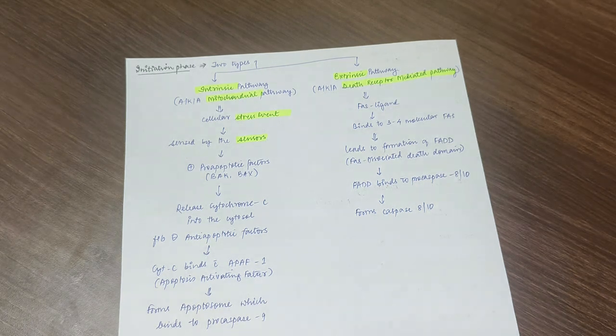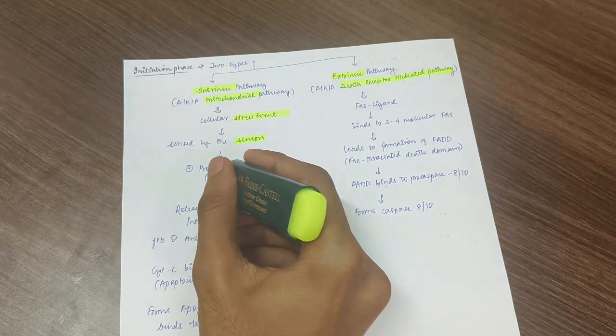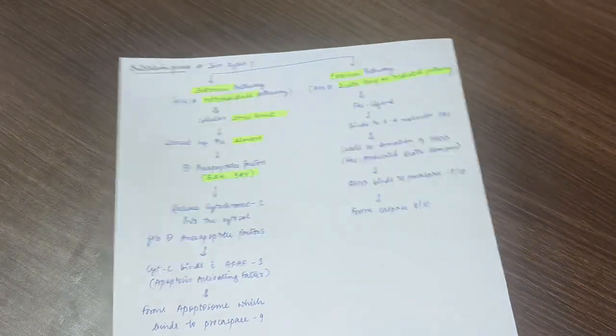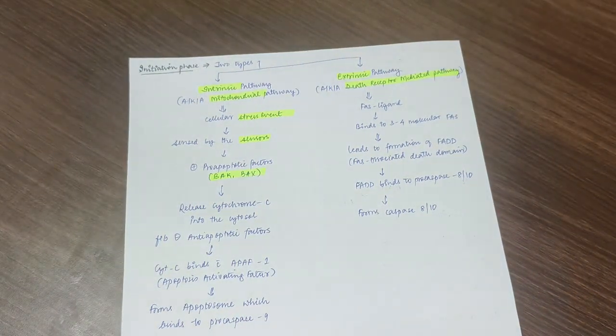After the sensors sense it, whom are they going to activate? They are going to activate the pro-apoptotic factors. Which are the pro-apoptotic factors? They should not contain L. If L is there, then it is anti-apoptotic. If it is not there, then it is pro-apoptotic. So which are the factors? BAX and BAK. These are the two factors which are activated.